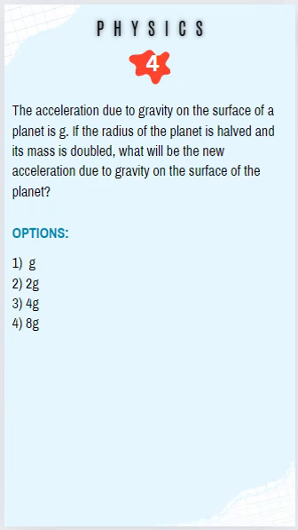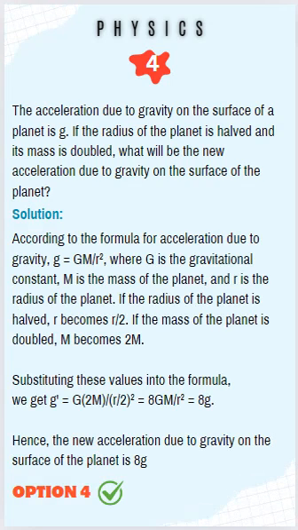Next question is about calculating acceleration due to gravity when both mass and radius of the planet changes. It is a hypothetical question. You will have to use the same formula for acceleration due to gravity. The correct answer is option 4. The new acceleration due to gravity on the surface of the planet is 8 times the original value. Here you can observe how the new value of g is calculated.